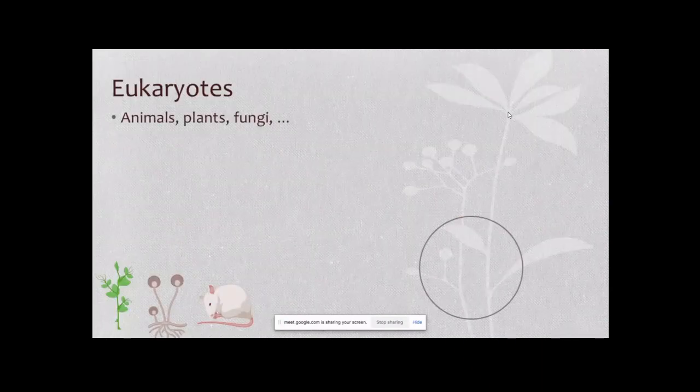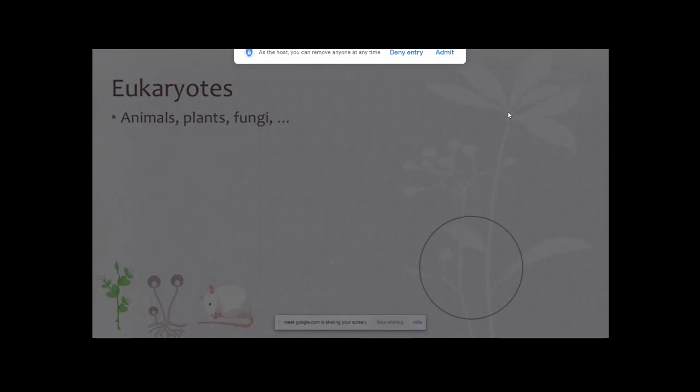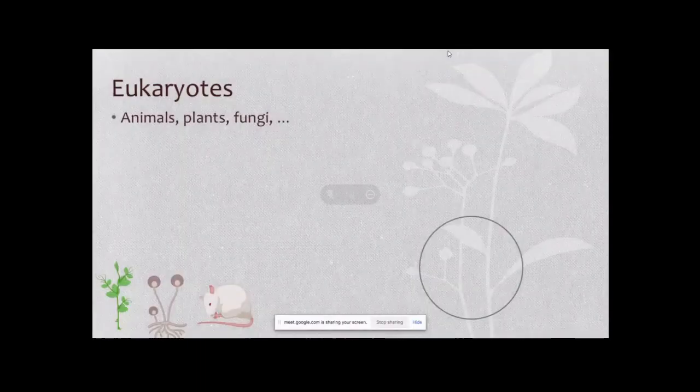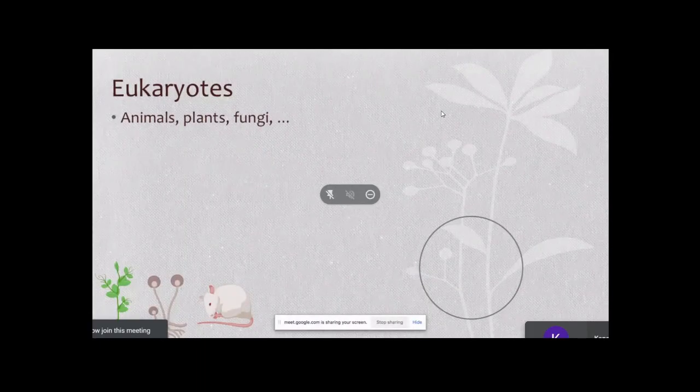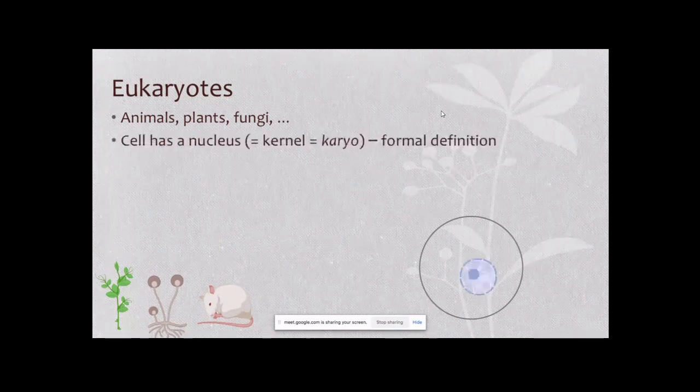So just a quick introduction to eukaryotes. Eukaryotes, basically, as we all know, is a group which has creatures from animal kingdom, plants and fungus, and some other types of creatures as well. And they have cells which contain nucleus, and that's precisely the formal definition of eukaryotes.